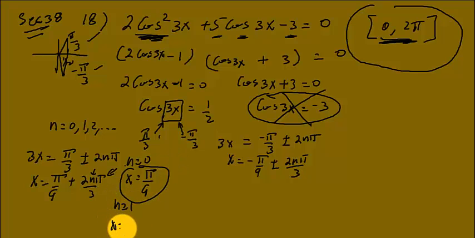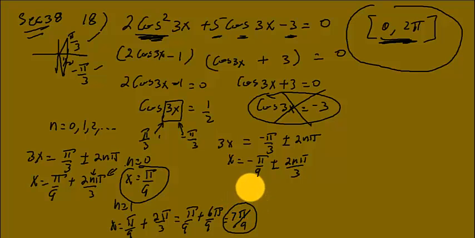So I get x is equal to pi over 9 plus 2 times 1, which is 2 pi over 3. Alright? Common denominator is 9, so when I multiply top and bottom by 3, I get pi over 9 plus 6 pi over 9, which gives me a total of 7 pi over 9. That's less than 2 pi, so I hold on to that.